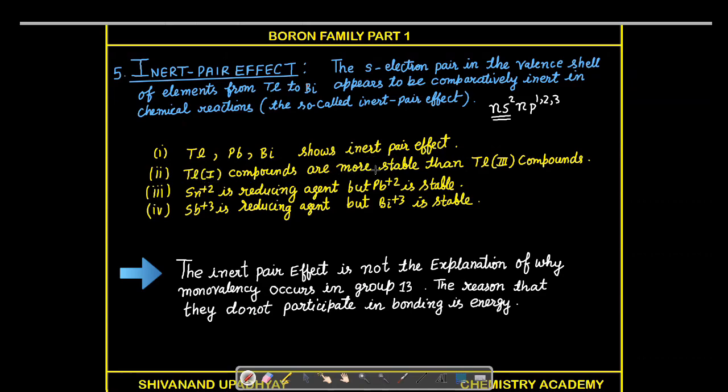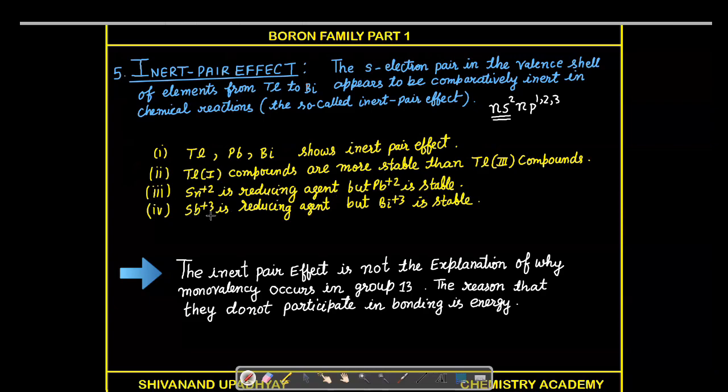Thallium +1 compounds are more stable than thallium +3 compounds. If we discuss the carbon family, carbon, silicon, germanium, tin, and lead, lead is the heaviest element, so it will show the inert pair effect. Tin is before that, so tin can form tin +4. So +4 is the common oxidation state of the carbon family. Tin +2 is a reducing agent, meaning tin can convert into the +4 oxidation state, but lead in the +4 oxidation state is unstable, or we say that lead +2 is stable because of the inert pair effect.